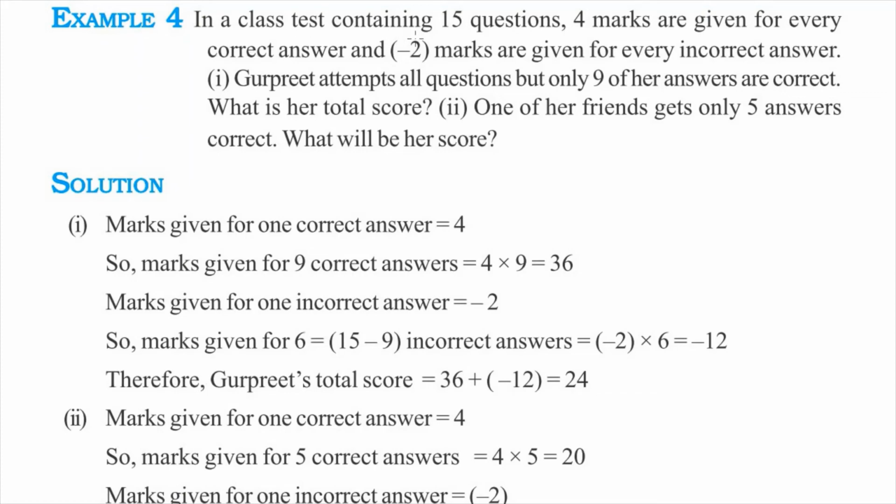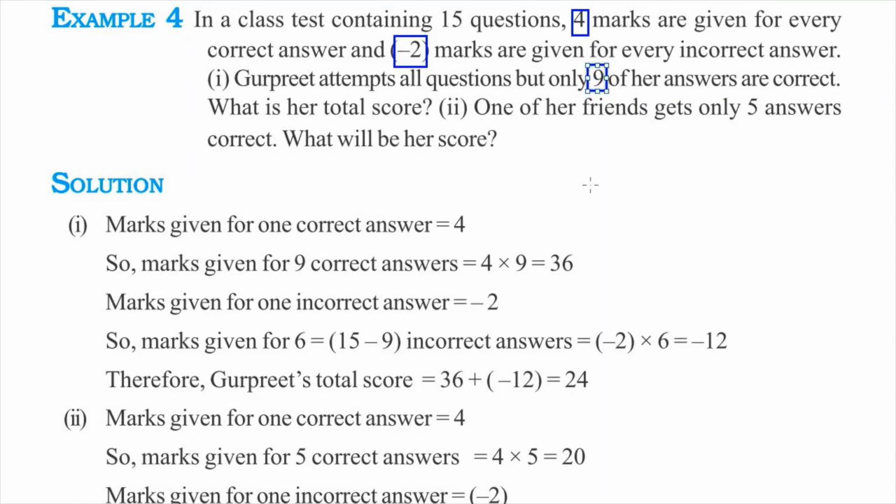In a class test containing 15 questions, 4 marks are given for every correct answer. So every correct answer gets 4 marks and minus 2 marks are given for every incorrect answer. So if you solve the problem incorrectly, you get minus 2 marks. Gurpreet attempts all questions, but only 9 of her answers are correct. What is her total score?